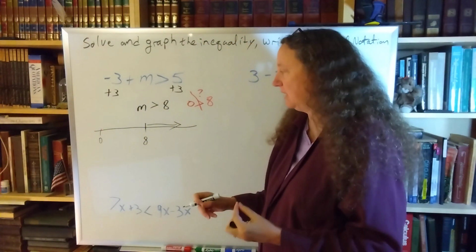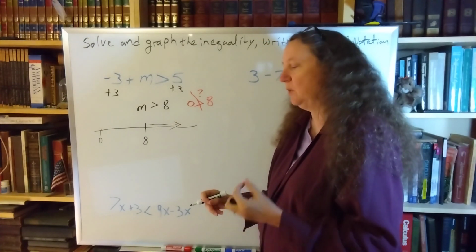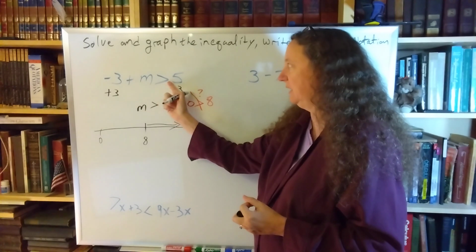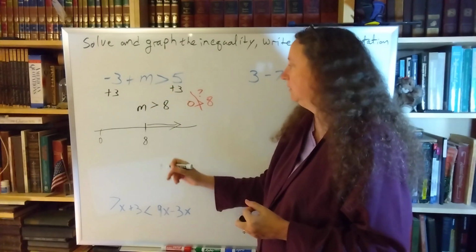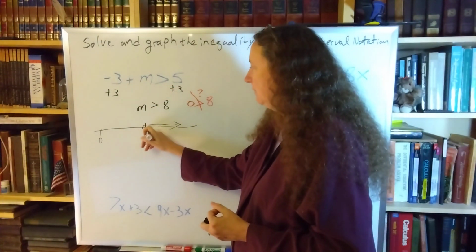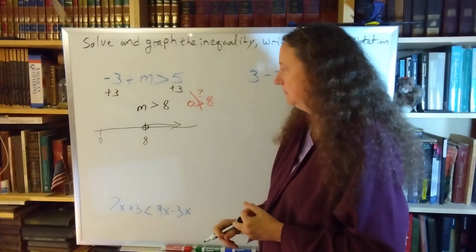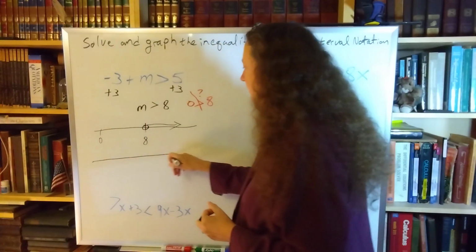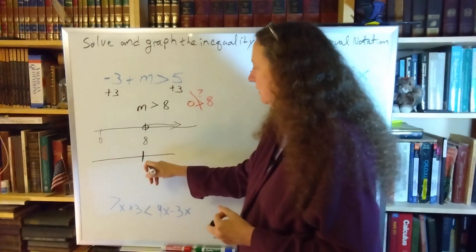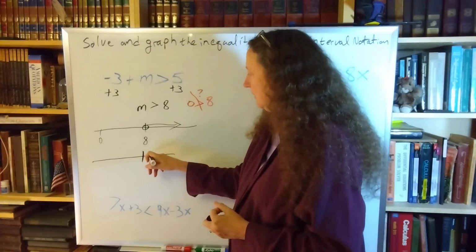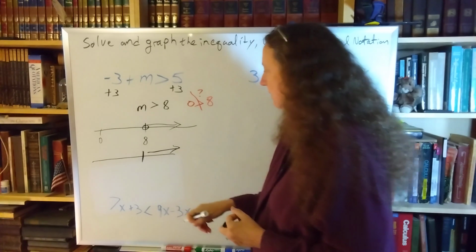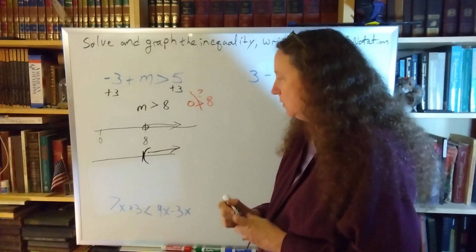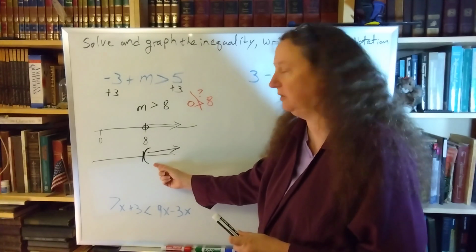Next thing I have to figure out is, do I want an open dot or a closed dot? Does it have the equal to part on it? No, it does not. So that means it gets an open dot. If you are doing this with the parentheses, you have your 8. You know that the line is going out that way. And you know it does not equal, so it gets round parentheses.